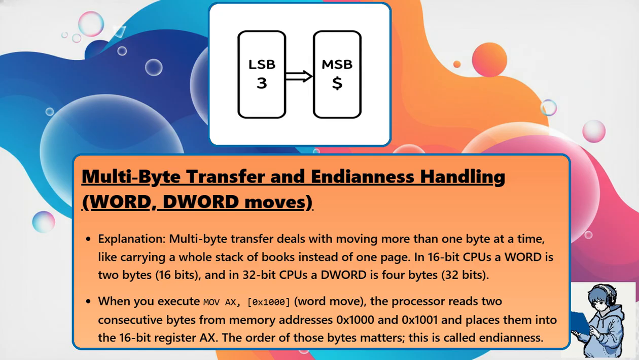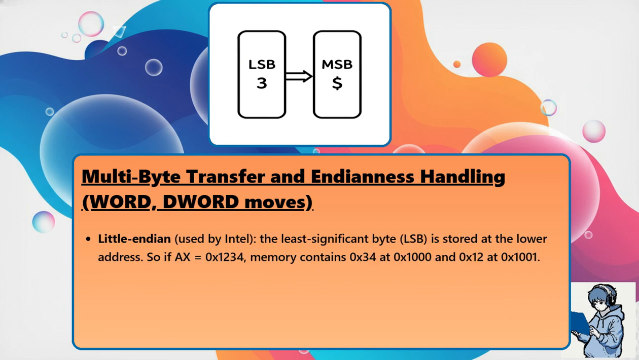The order of those bytes matters. This is called endianness. Little endian, used by Intel: the least significant byte, LSB, is stored at the lower address. So if AX equals 0x1234, memory contains 0x34 at 0x1000 and 0x12 at 0x1001.